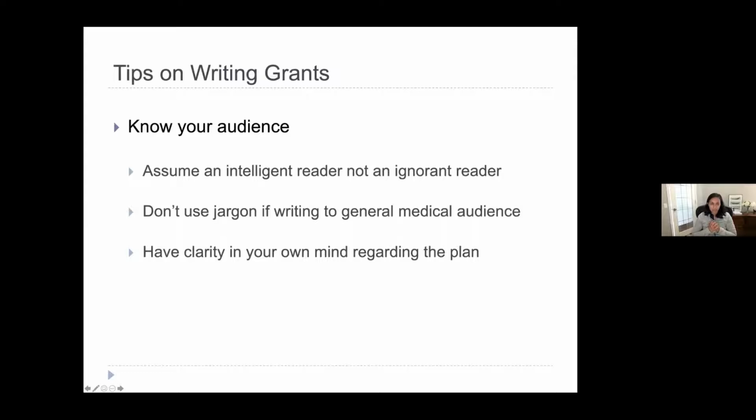Then one of the major pitfalls is when you don't have clarity in your own mind regarding the plan. If you are fuzzy in your mind, the grant will be fuzzy. So you want to be very clear: these are my aims, this is my plan, and this is why I'm doing it. That has to be clear in your head. Then your goal is to refine and bring that clarity into the written word. None of this is easy. It takes time, so don't stress. Lots of practice.